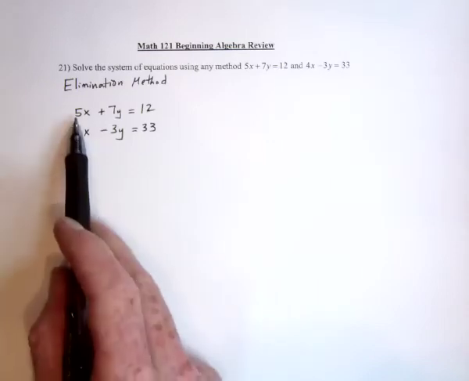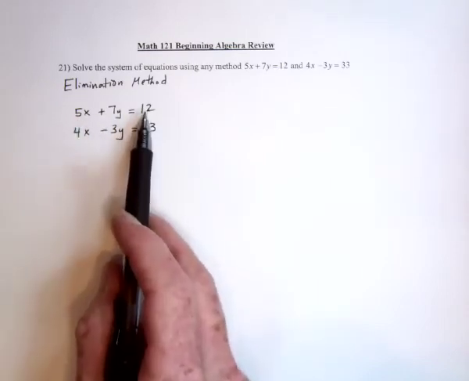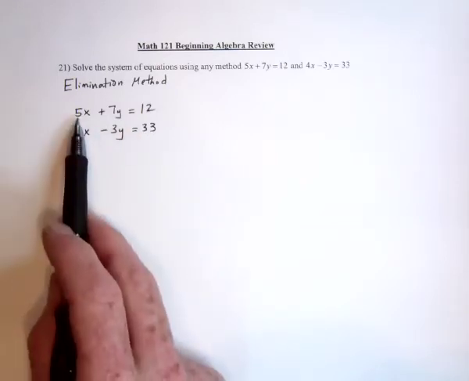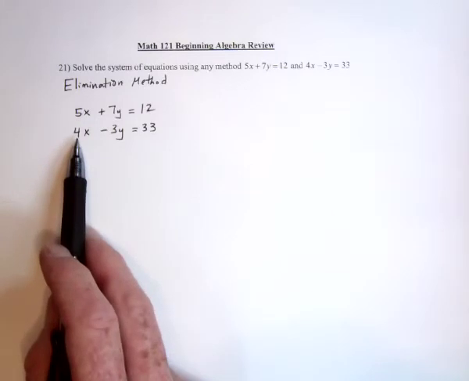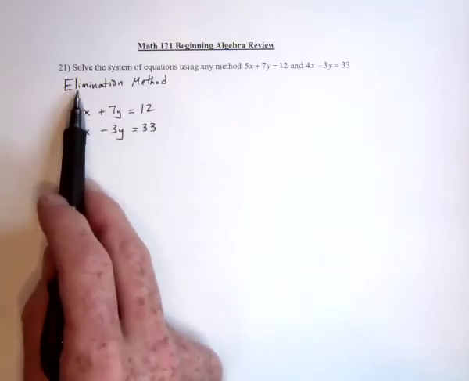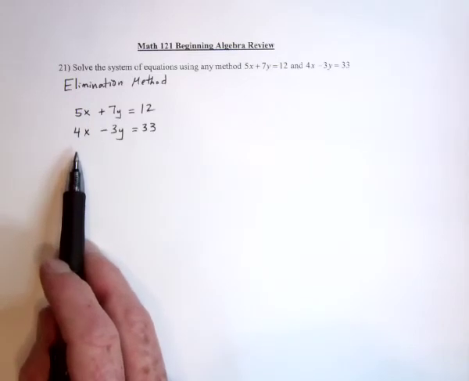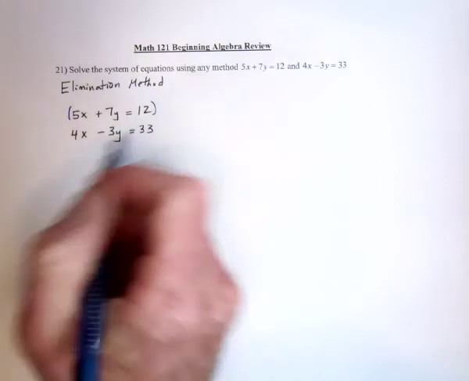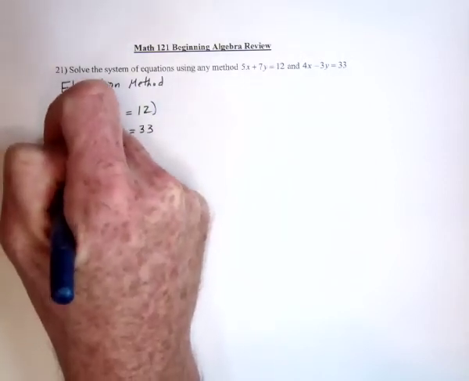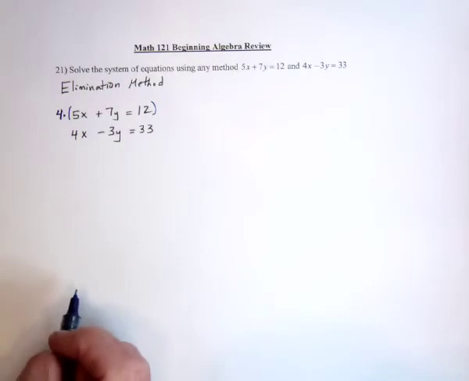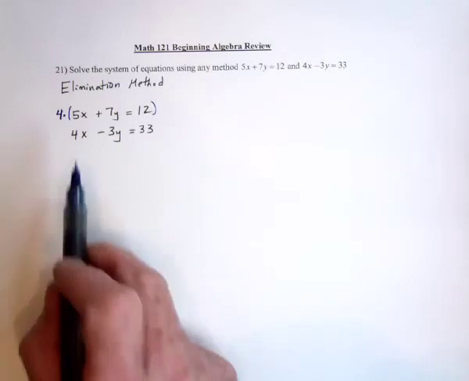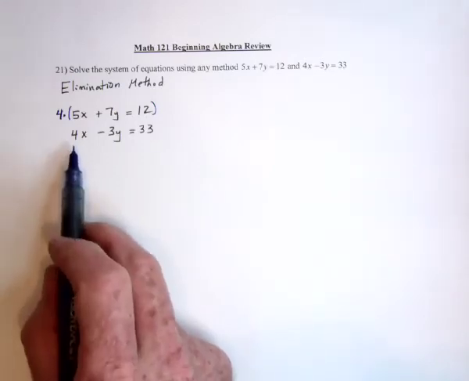And then what I do is multiply this equation by something, multiply this equation by something else, so that, for example, this can become a 20x and this can become a negative 20x. That way, when I add the two equations together, the positive 20x and the negative 20x will cancel each other out. So on this one, to make this a 20x, I have to multiply the whole equation by a 4. And for this one, to make this a negative 20x, I'll need to multiply by a negative 5.